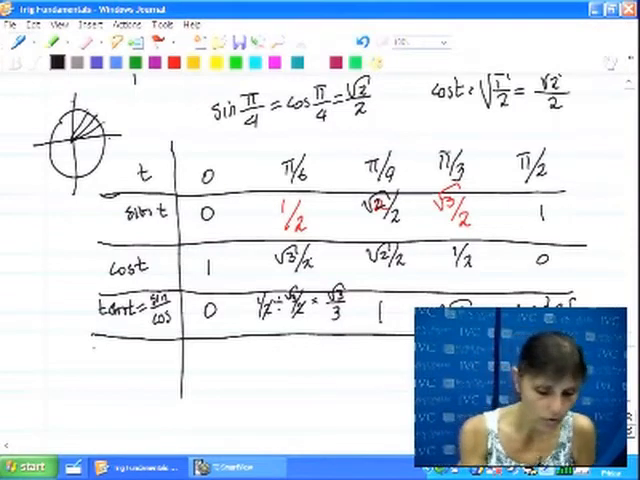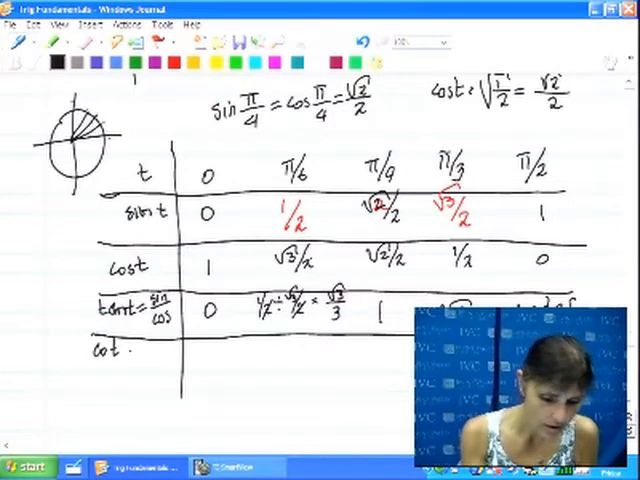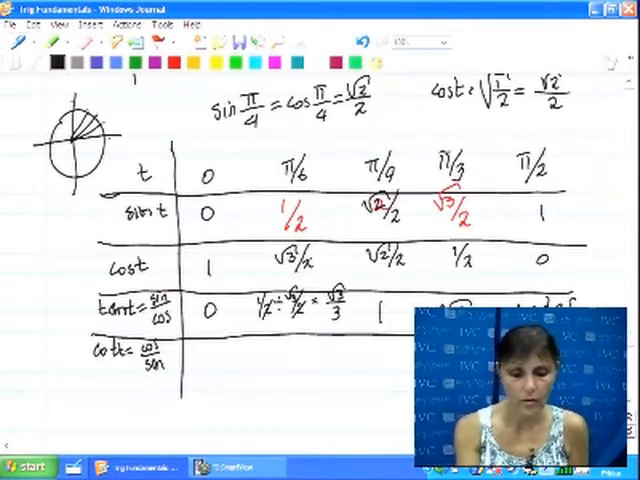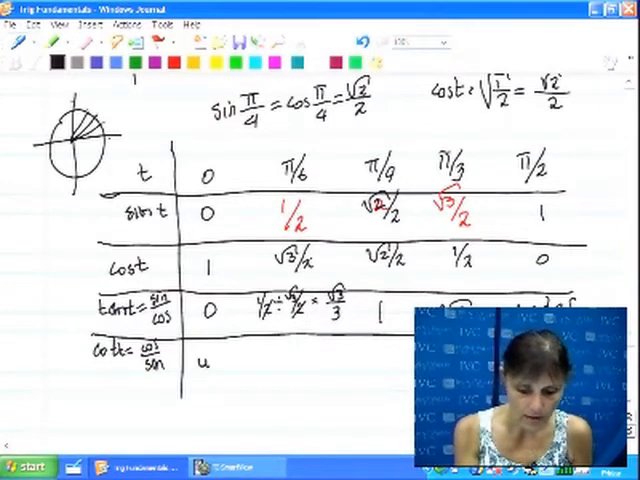Well, let's do the cotangent, which is the same as cosine over sine. So this time I'm going to take the cosine and divide by sine. 1 divided by 0, that's undefined.